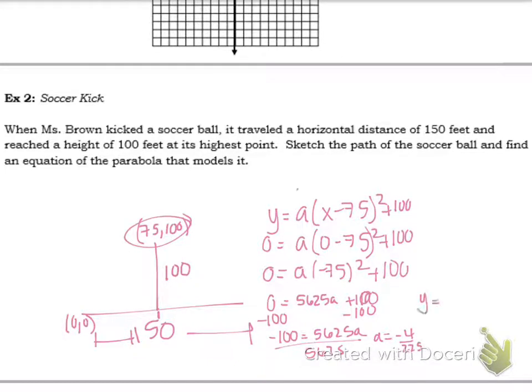So rewrite the generic formula with the y and the x back in. So negative 4 over 225 times (x minus 75) squared, and I ran out of room again. It's supposed to say plus 100 back there. So that would be my equation for this u.